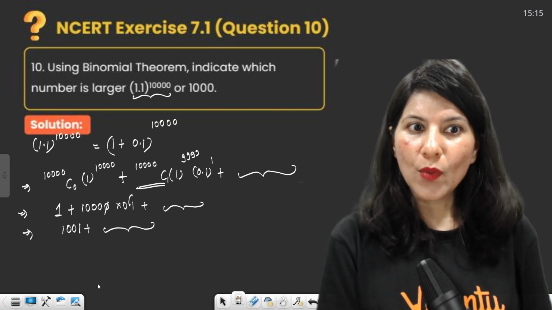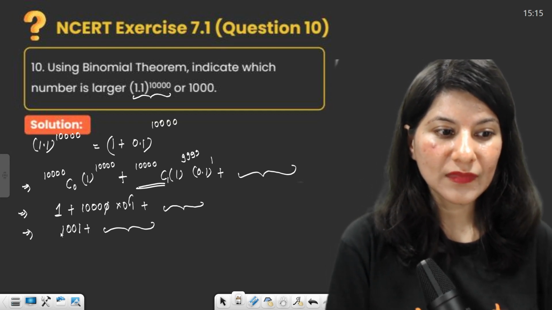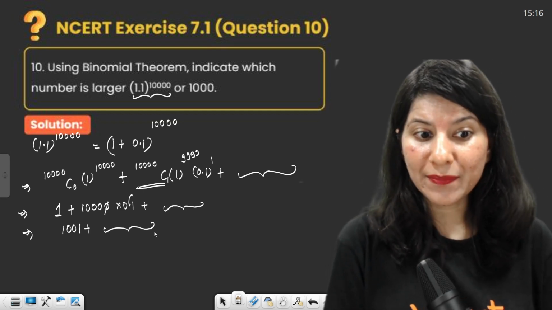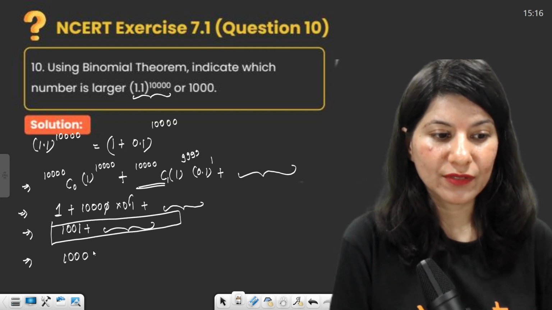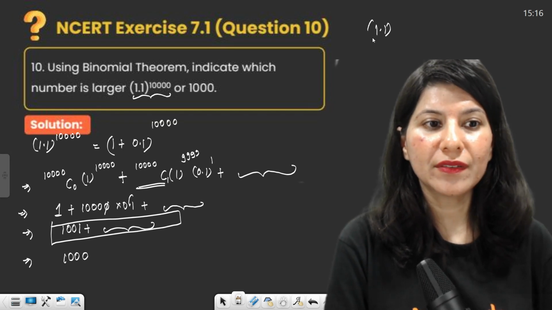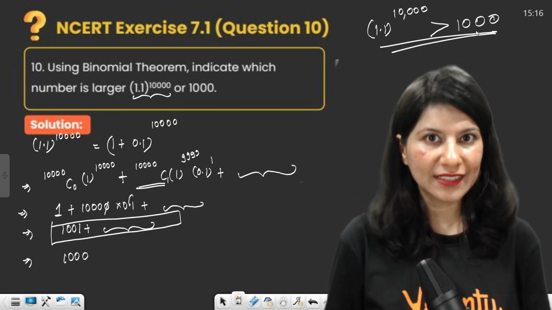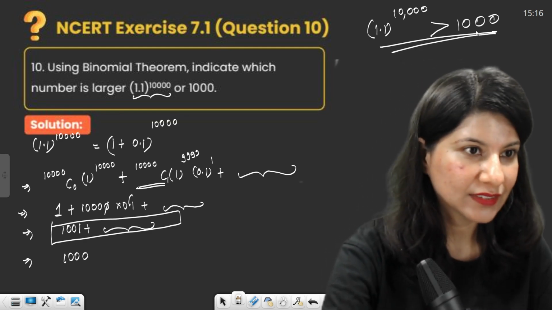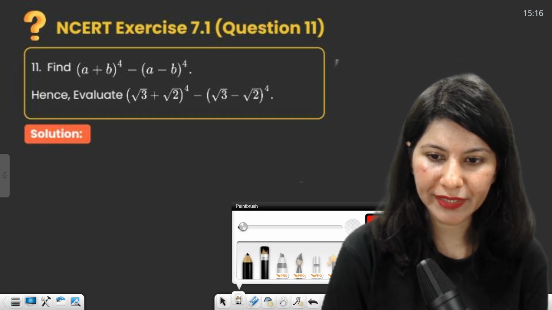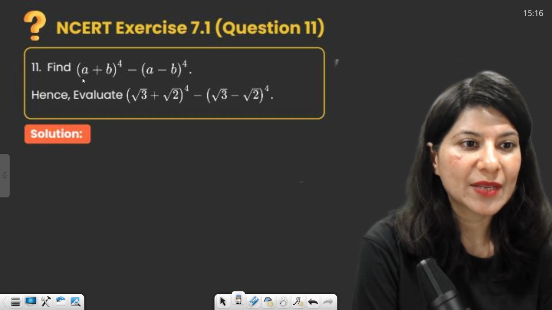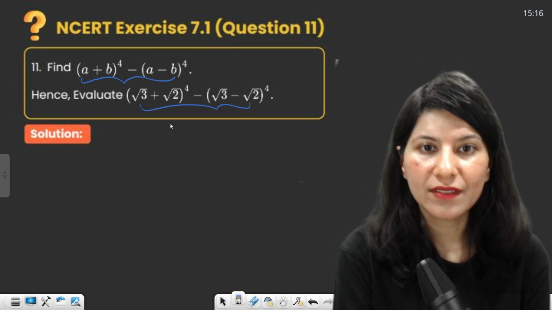Can you see? 1.1 raised to power 10,000 is actually more than 1000. It is absolutely greater than 1000. Which one is bigger? Obviously 1.1 raised to power 10,000 will be greater than 1000. Right? Okay. Clear? Now, last question 4 says find (a plus b) raised to power 4 minus (a minus b) raised to power 4. Hence, evaluate this.